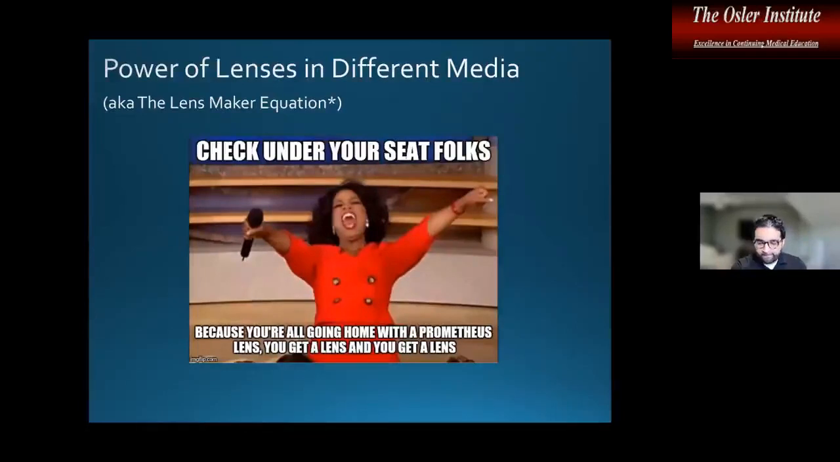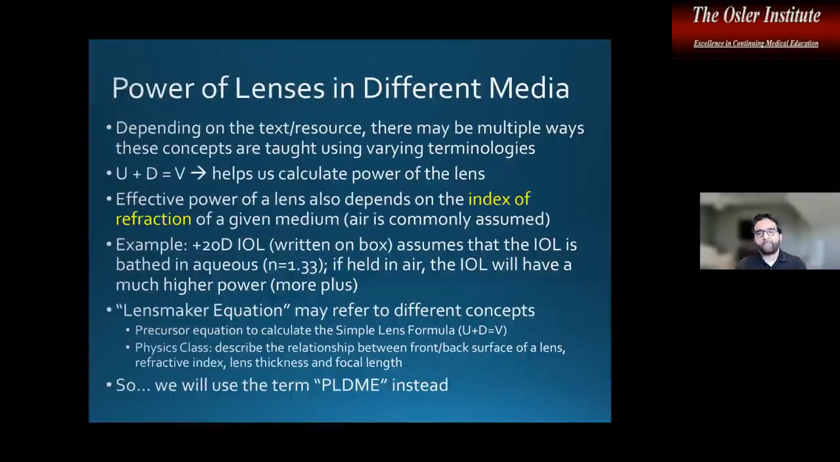Okay, let's move on to what I like to call power of lenses in different media. This is also referred to as the Lensmaker equation, depending on what textbook you look at, but I find it easier to call this power of lenses in different media. Why is that? Well, we've talked about U plus D equals V, but the effective power of a lens also depends, we said, on the index of refraction of a given medium.